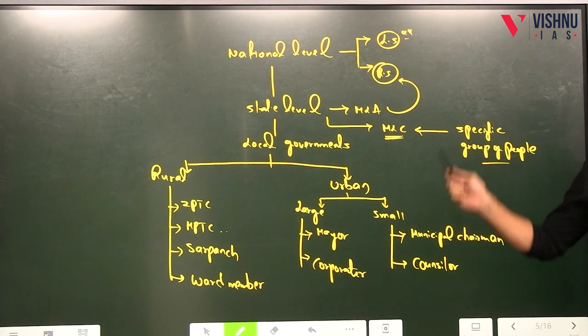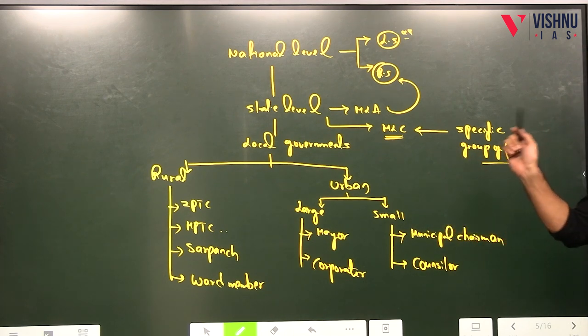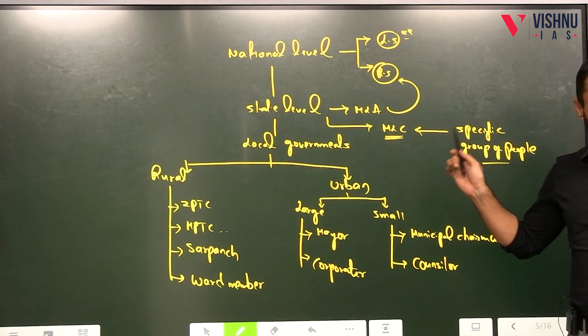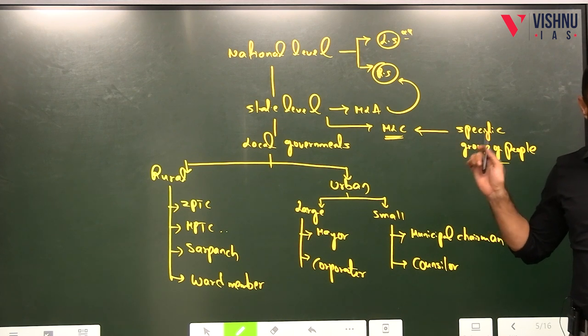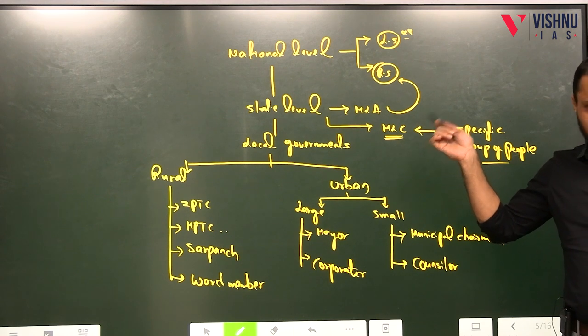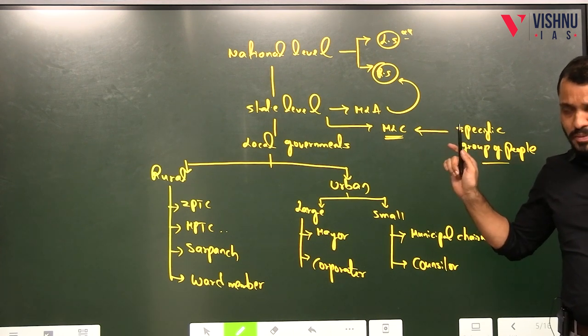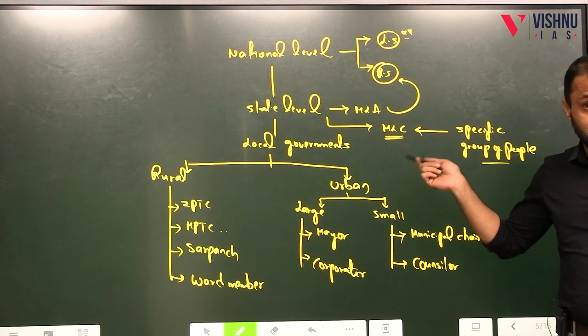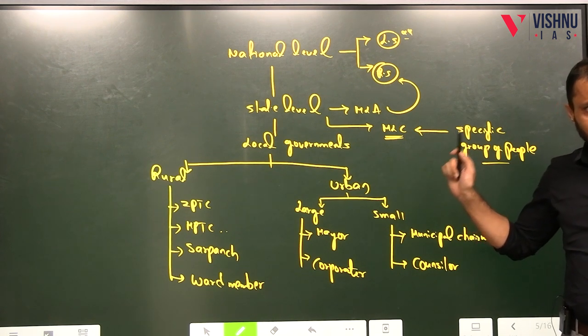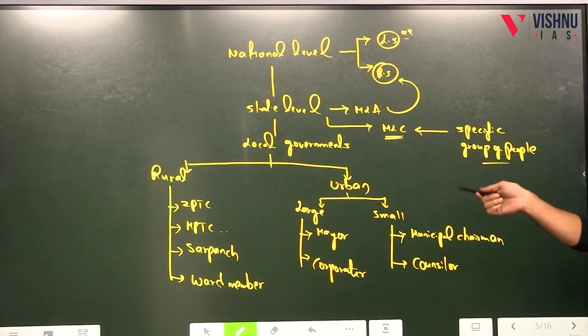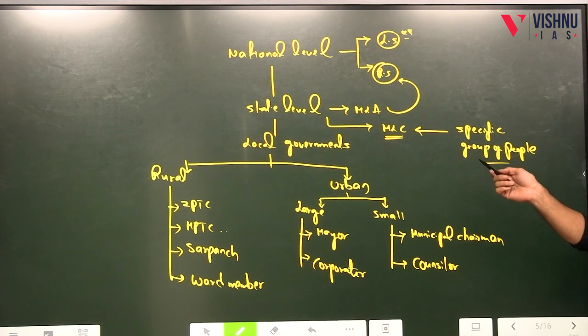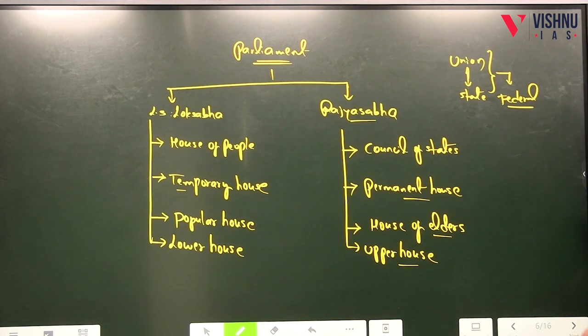Then elected representatives at different levels, I told you. Lok Sabha MPs are always elected by the people. Rajya Sabha MPs are elected by the MLAs. There is a reason Rajya Sabha is also known as the Council of States, whereas Lok Sabha is directly the House of People. So Lok Sabha is more powerful than the Rajya Sabha because Lok Sabha members are directly elected by the people. State level MLAs are directly elected by the people. MLCs are elected by specific groups. We'll discuss it appropriately.